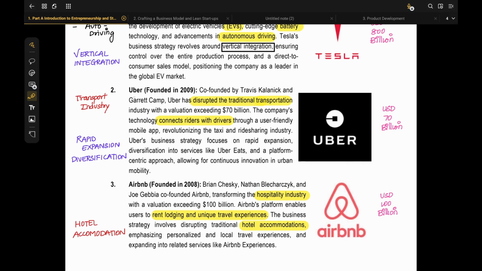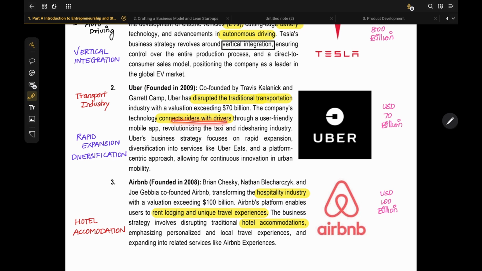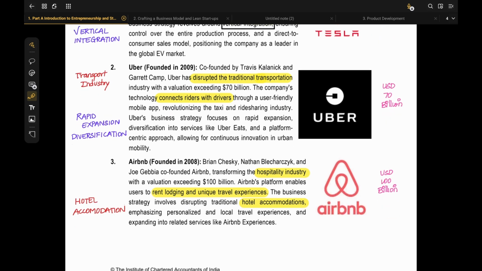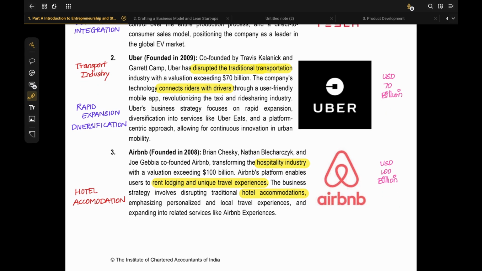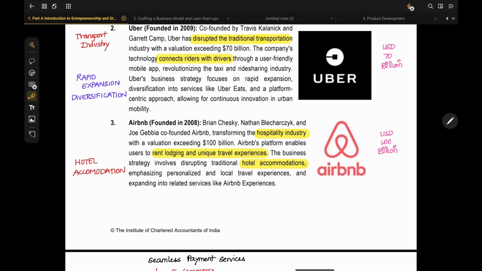And then transport industry, Uber. Uber is working in the transport industry. It connects riders with drivers, and the main strategies are rapid expansion, diversification. They are rapidly expanding. Everyone knows what is an Uber. We will be booking a ride in an Uber. The Uber app will connect you, the customer who is booking a ride, and the person who is owning a car for rental. So this connection work only that Uber is doing. They are rapidly expanding into EV, Uber Eats, everything they are doing expansion. That is one business strategy of Uber.